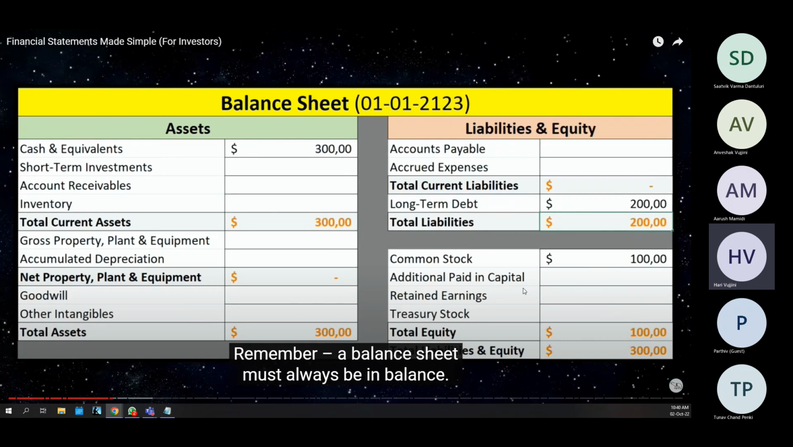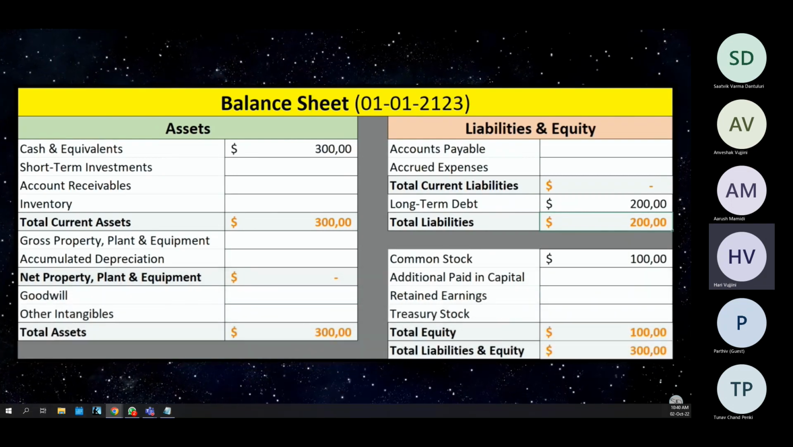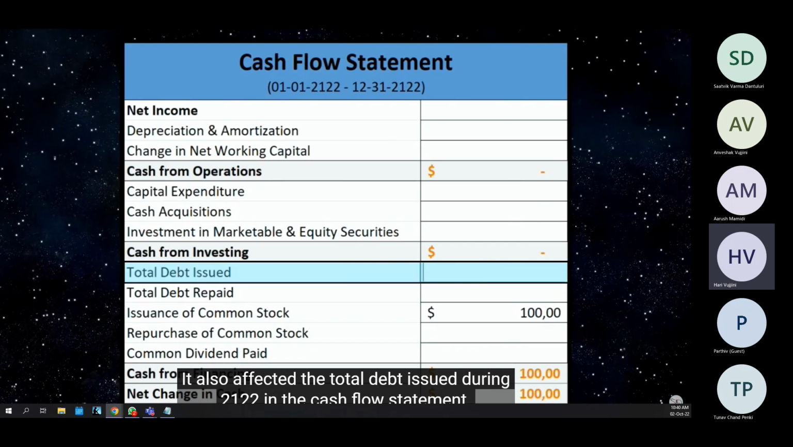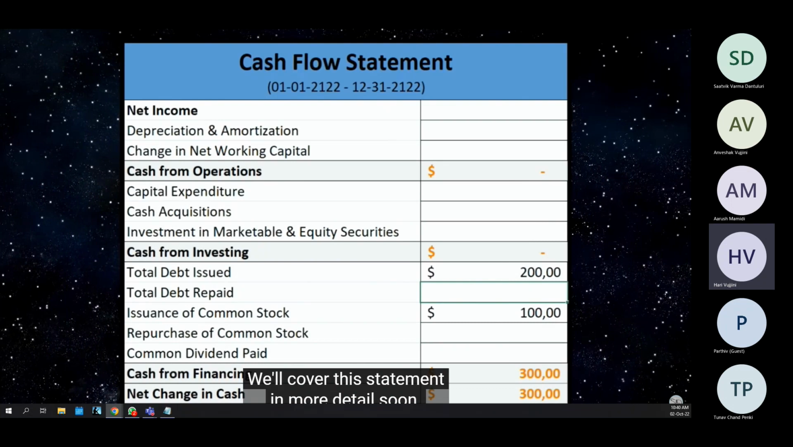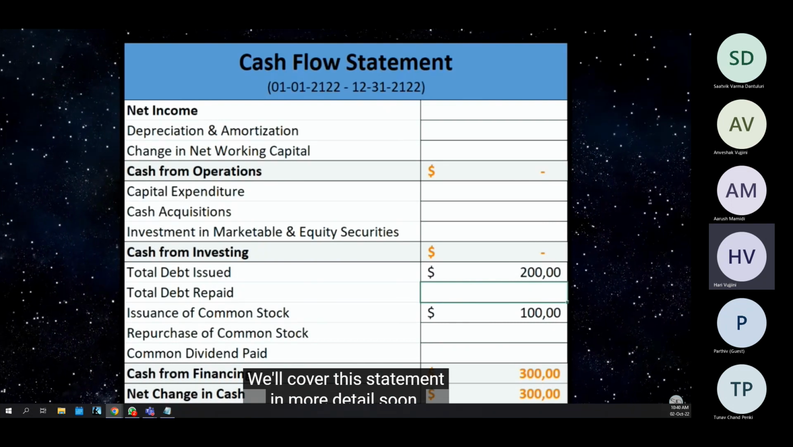A balance sheet must always be in balance. It also affected the total debt issued during 21-22 in the cash flow statement. We'll cover this statement in more detail soon.